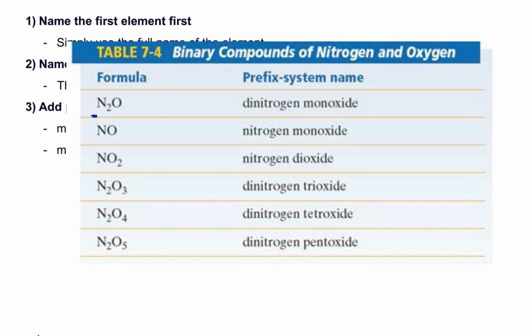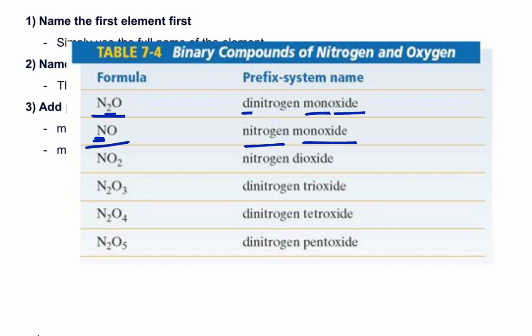So the first one, we have N2O. Again, those are both nonmetals, so we know we need to use our molecular naming system. Because there's two nitrogens, we say di. Di is our prefix for two, dinitrogen monoxide. So the monoxide is telling us there's one. Now if we have one of each, this is just nitrogen monoxide. Notice we don't use mono on the first place.